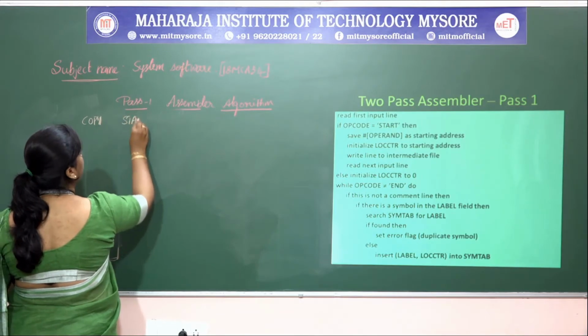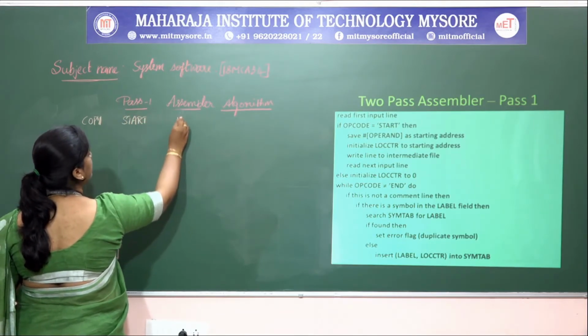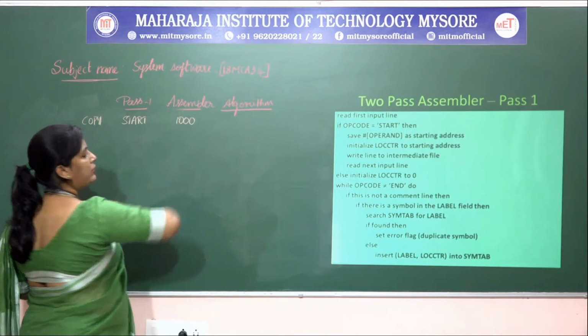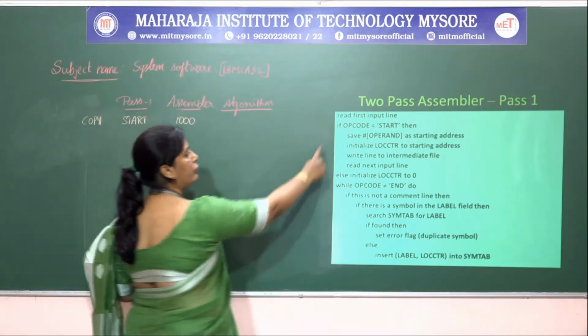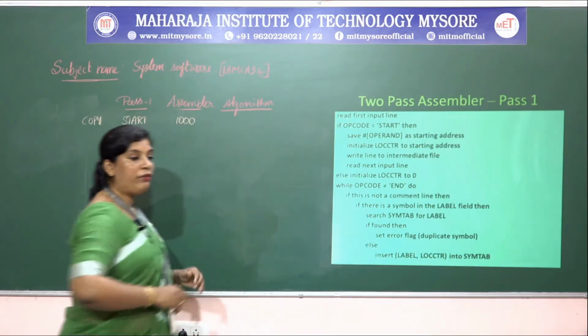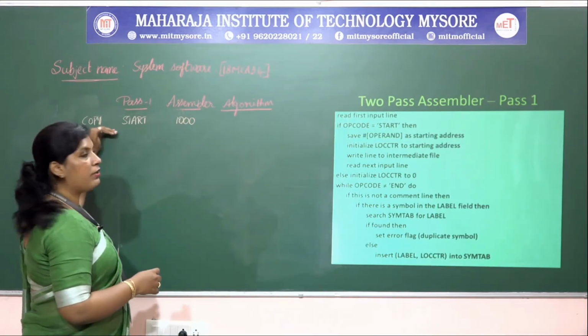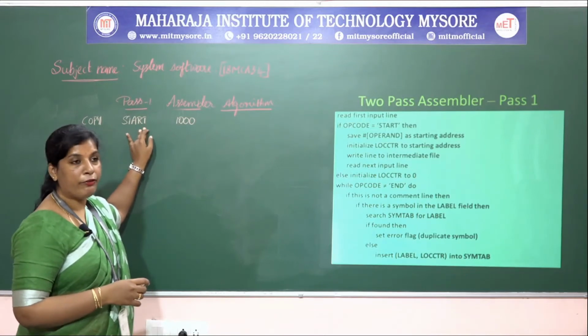start, an assembler directive, and the address we have mentioned is 1000. So what it is going to do is read the first input line. What was the first input line in that program? This is the first input line.